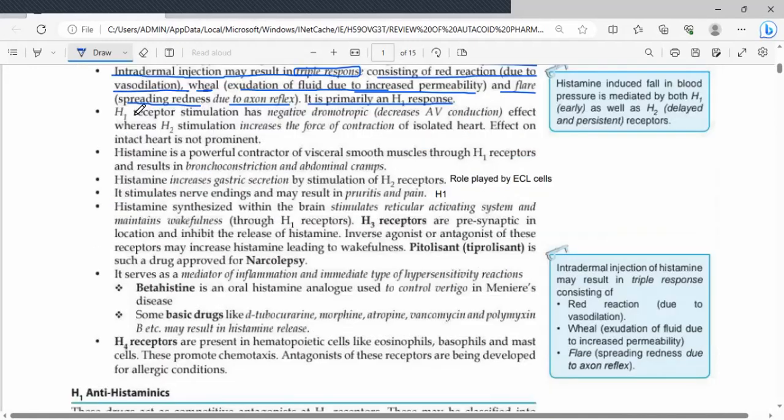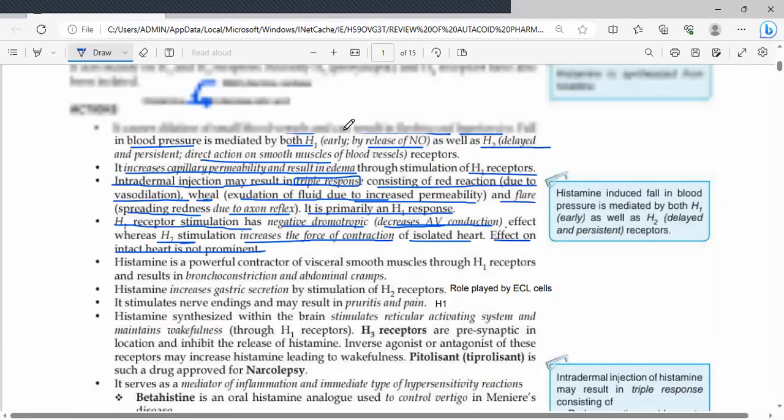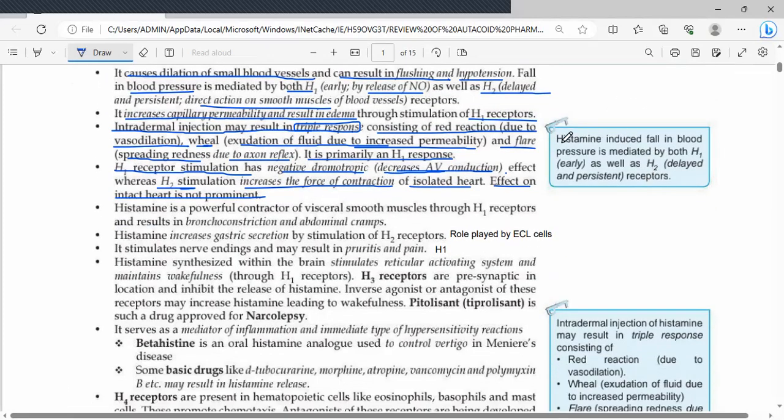Now, H1 receptor stimulation has a negative dromotropic effect, which means it decreases AV conduction in the conduction system of the heart, whereas H2 increases the force of contraction of an isolated heart. However, the effect on intact heart is not prominent. These effects are mainly on isolated heart. Okay, these side points here, you can be reading them. They are just a summary.